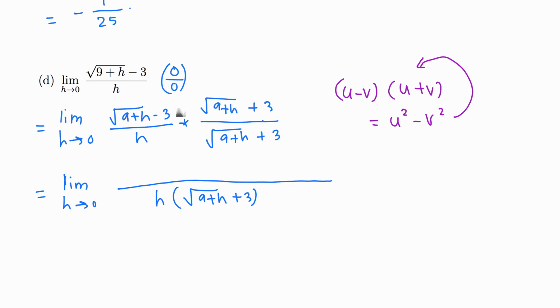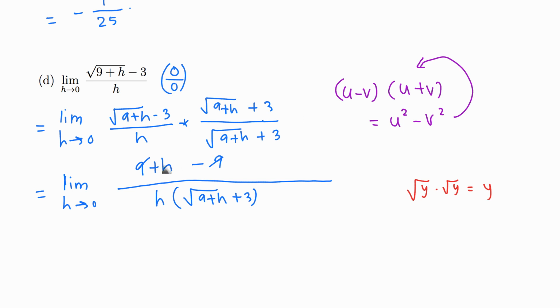Square root of 9 plus h times square root of 9 plus h is just 9 plus h. It's like if you multiply square root of y times square root of y, that's the square root of y squared, so we just get y. So we just get 9 plus h minus 3 times 3, 9. Then this 9 minus 9 cancel. Now from top and bottom, just h left.